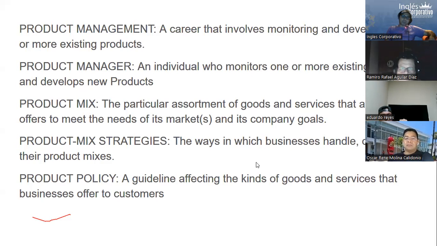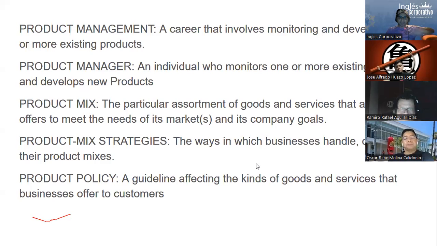Last one here, it says product policy. Who wants to read product policy? Me, teacher. Okay. Product policy, a guideline affecting the kinds of goods and services that a business offers the consumer. That is it. A guideline affecting the kinds of goods and services that businesses offer to customers. And what is guideline?